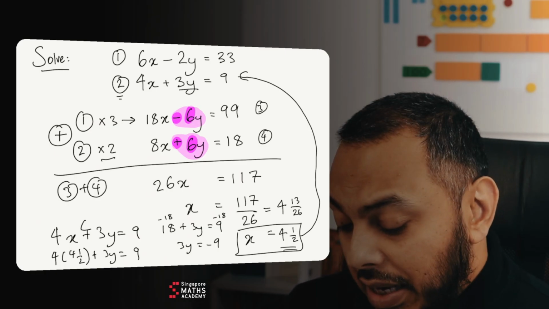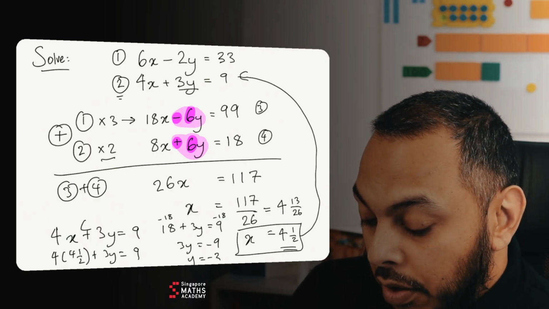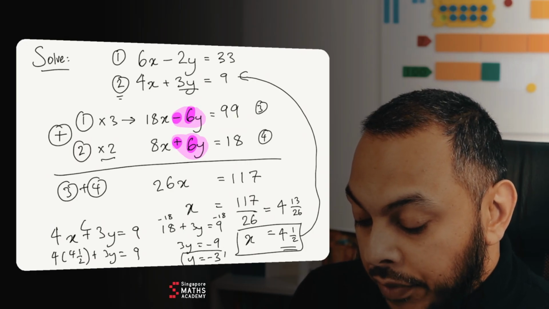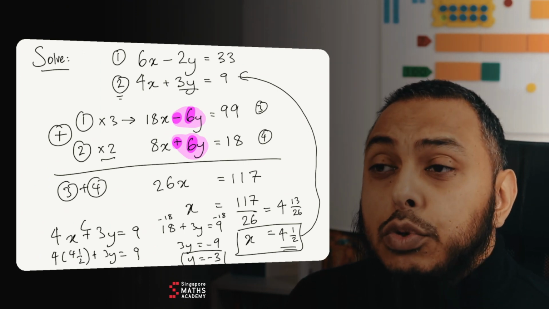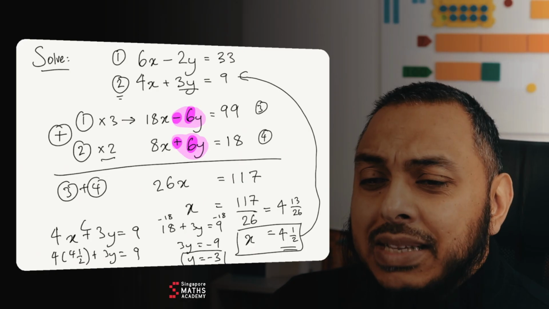3y is equal to negative 9. And therefore y must equal negative 3, right? Negative 9 divided by 3 is negative 3. So I've got y equals negative 3 and x equals 4.5 as my solutions to this problem. Right, so does that make sense?